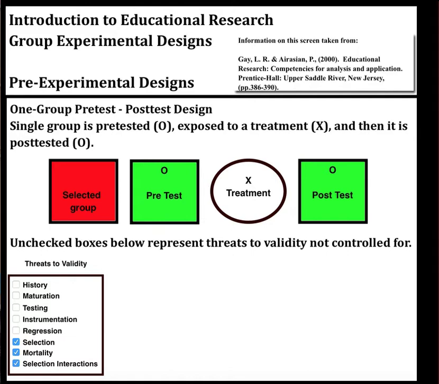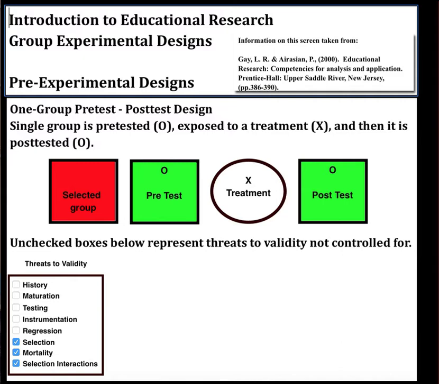In the one group pre-test, post-test design, the one that's on your screen now, a single group is pre-tested, then receives a treatment, that's the X in the middle, and then some kind of post-test. The success of the treatment or intervention is determined by comparing pre-test and post-test scores.